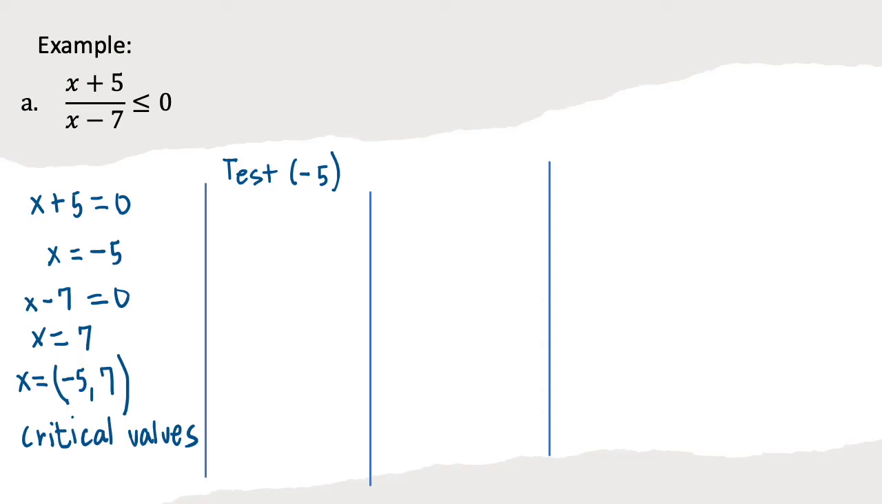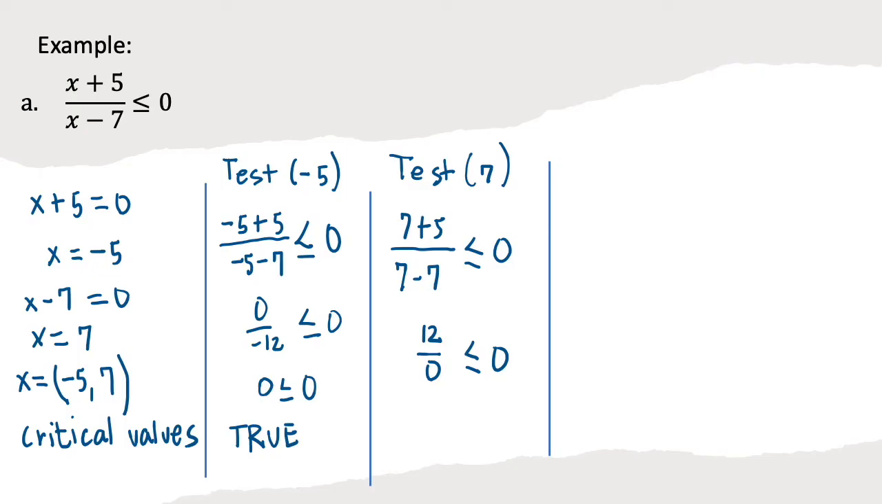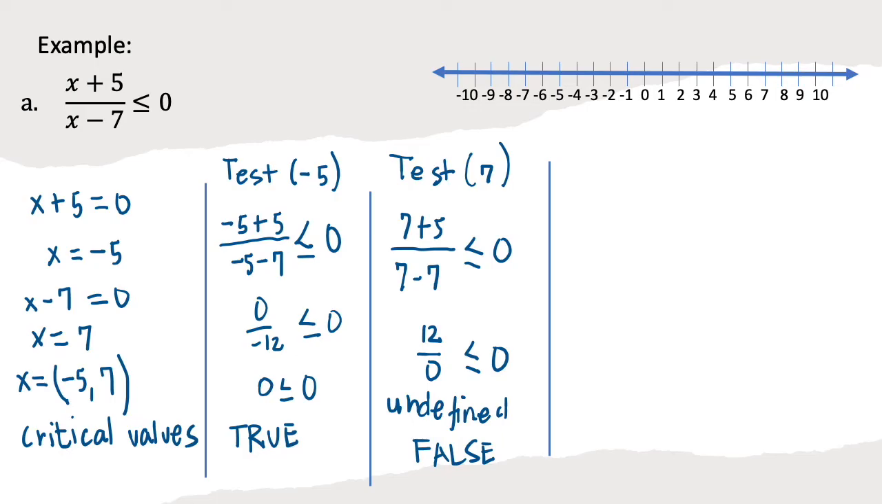Okay, so let's test negative 5, whether it is part of the solution or not. Replace it back into our inequality: negative 5 plus 5 over negative 5 minus 7 less than or equal to 0. The result is 0 divided by negative 12, which is 0, and 0 is less than or equal to 0. Therefore, this is true. And then let's test 7. 7 plus 5 over 7 minus 7 less than or equal to 0. So 12 divided by 0 is undefined. Therefore, 7 is a false answer.